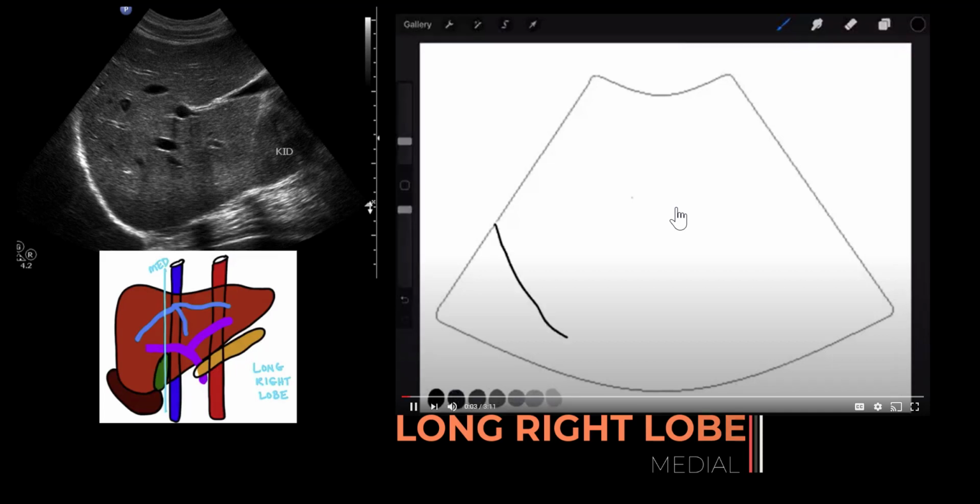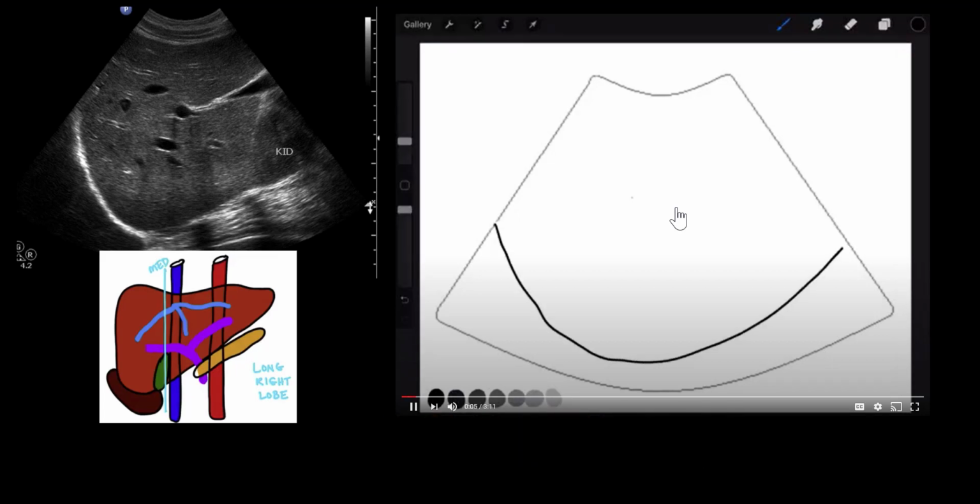So remember again, we are in the long plane. So the superior portion of the liver is on the left side of our screen. The inferior portion is on the right side. Again, our transducer is in contact with the anterior side of the body, and posterior structures are found opposite. Again, we can see the bright white line that represents the diaphragm that sits along the superior and posterior portion of the liver.